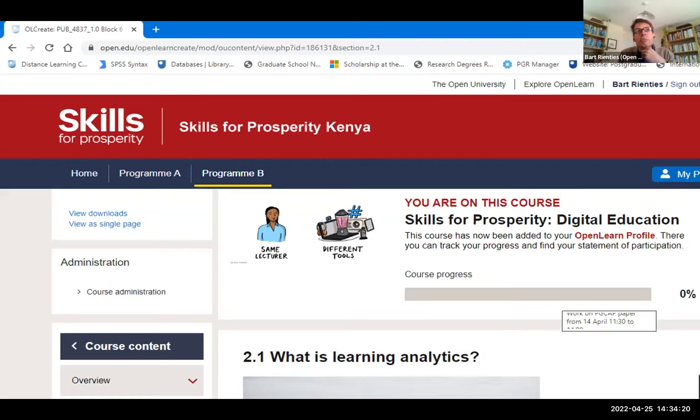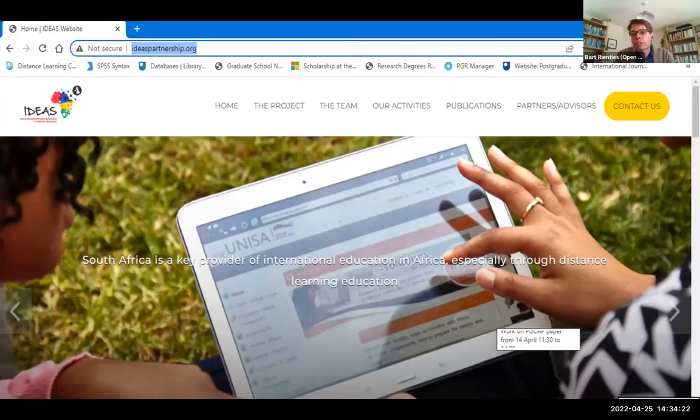And in addition, we've been working for around 4 years together with the University of South Africa in the Ideas Partnership Project, where we're trying to look at how we can use learning analytics to get a better understanding of how students at UNISA work. And as is also reflected in the project, it's really difficult. So I guess that's another interesting thing. So if you're interested in how UNISA is doing this, have a look there.